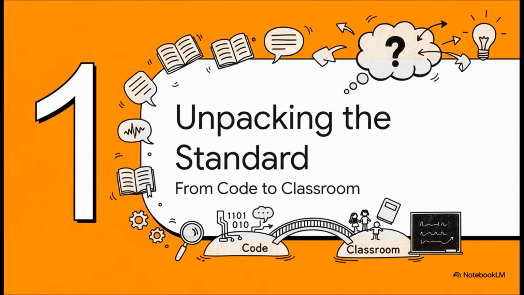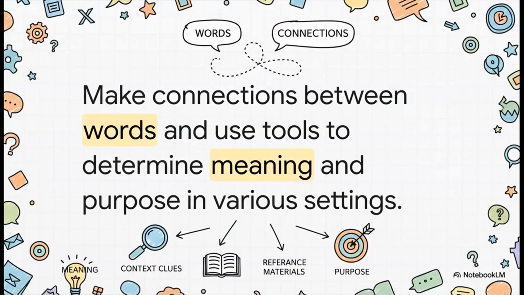To really nail this, we first have to break down exactly what this standard is asking our students to do, and what it's asking of us, too. So here it is, the heart of the matter, K2.L.V.3. The focus is all about turning our students into little word detectives. We're teaching them how to make connections between words and use all the tools at their disposal, like context clues, to figure out what a word means and why an author chose that specific word.